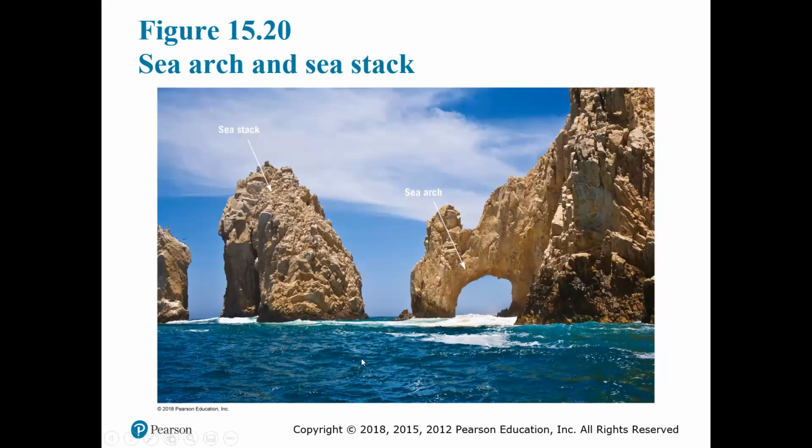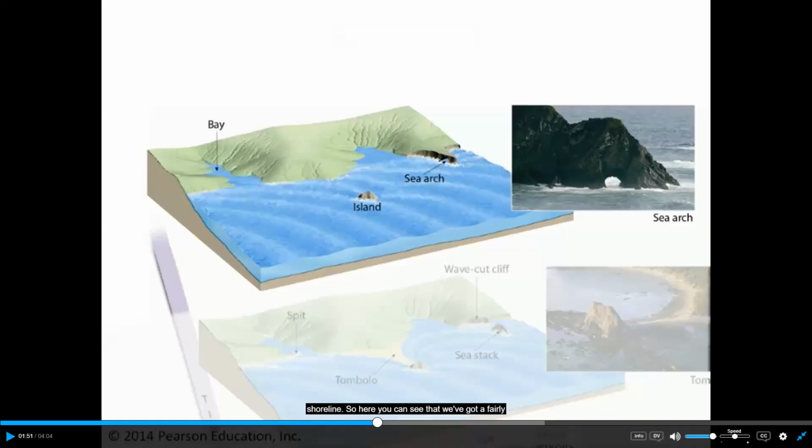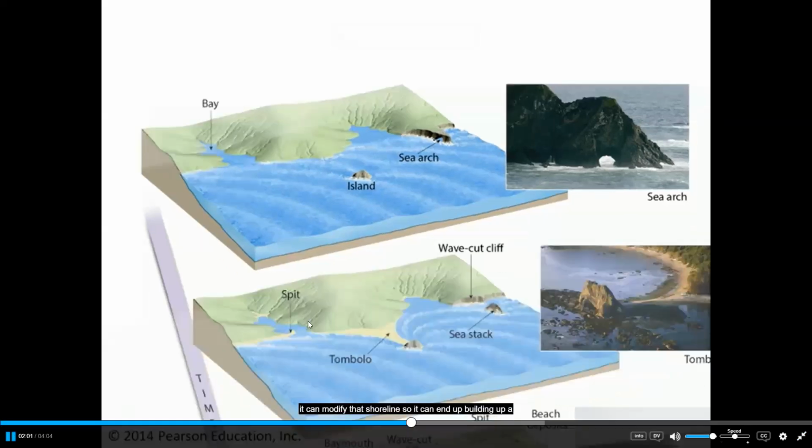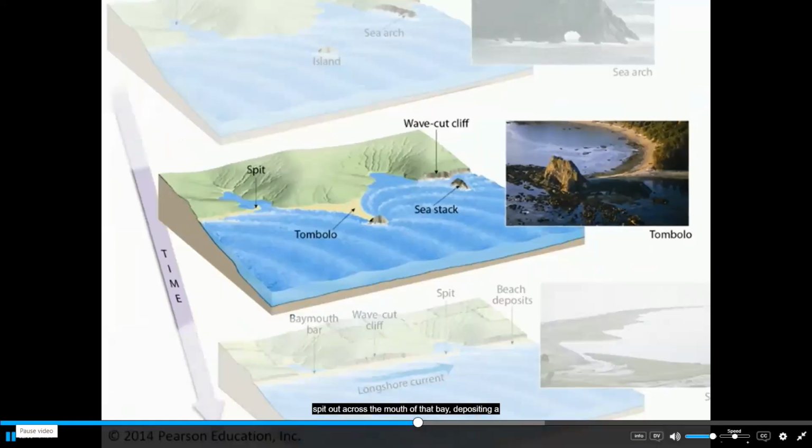So now I'm going to continue that video I paused earlier and take a look at some of the depositional features. So here you can see that we've got a fairly rough shoreline with a bay and a sea arch and an island. If a longshore current brings in sediment from the left, it can modify that shoreline. So it can end up building up a spit out across the mouth of that bay.